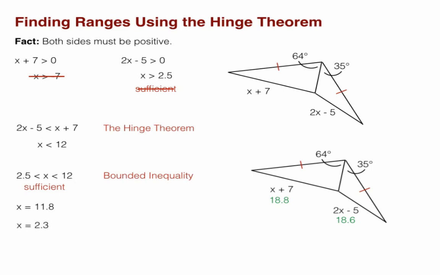But let me choose a number now that's outside of the bounds, like 2.3. Well, that's not between 2.5 and 12. I plug that in, I get 9.3, and I plug it in again for the other side, I get negative 0.4, and there's a problem. Having a negative length doesn't make any sense in basic Euclidean geometry.